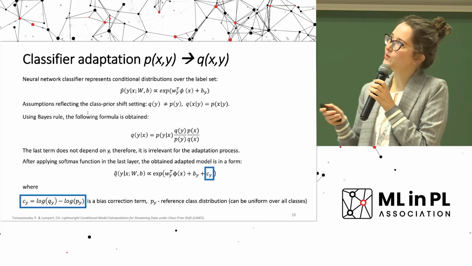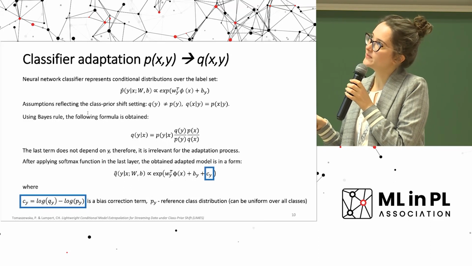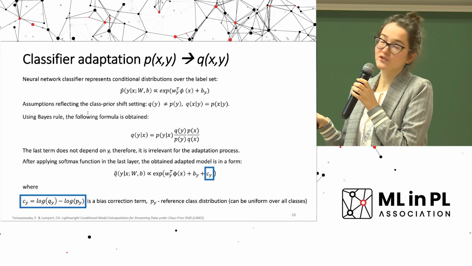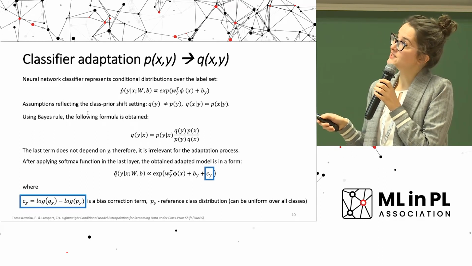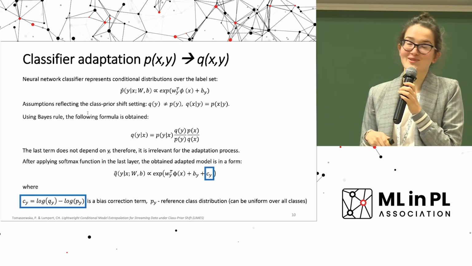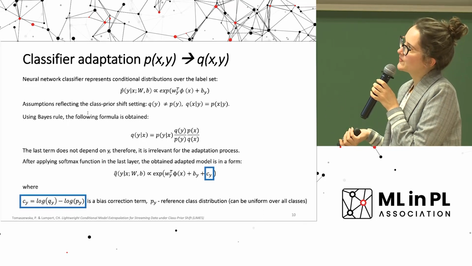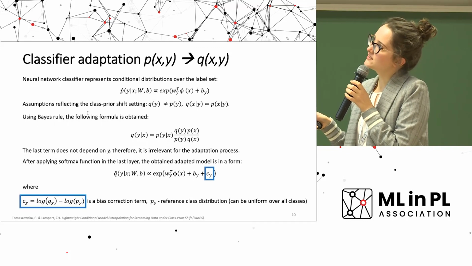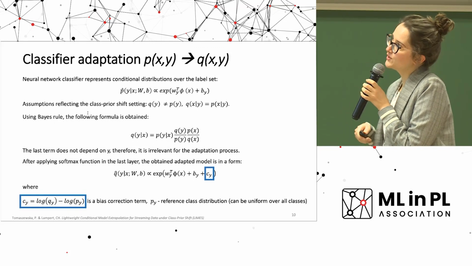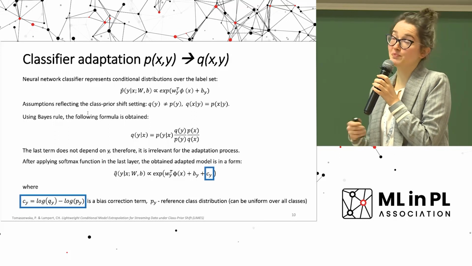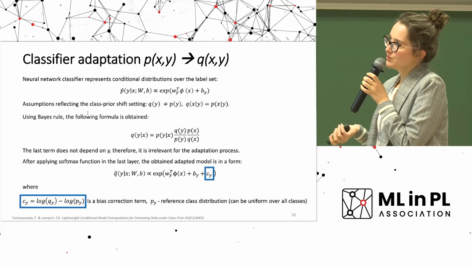Now, how can we actually go from the classifier that is trained for this class distribution to a classifier that will be suitable for another class distribution? So how to go from P to Q. We have a classifier that is ready to be used for the class distribution P. So what to do next?